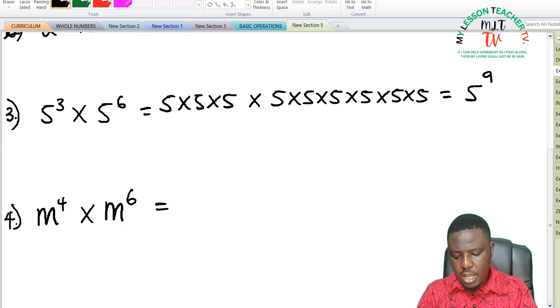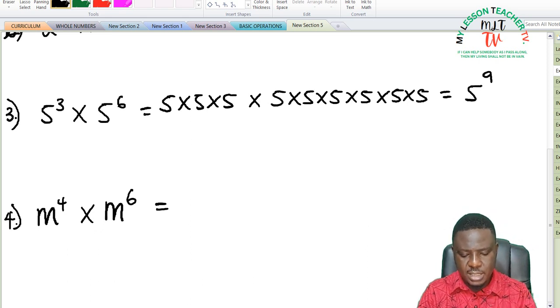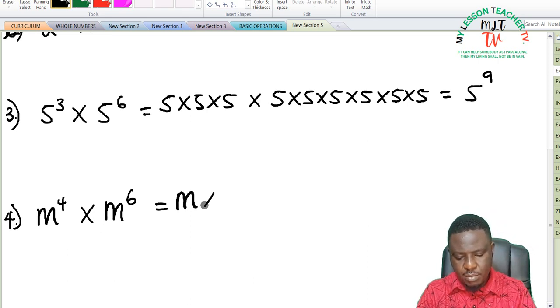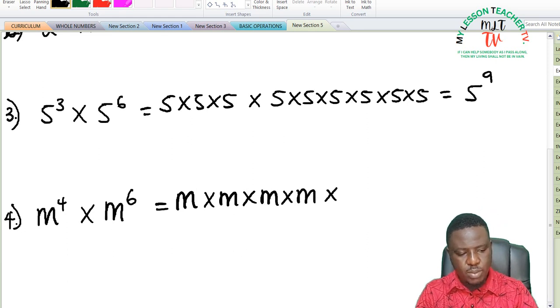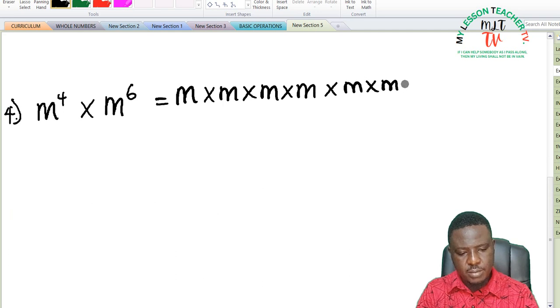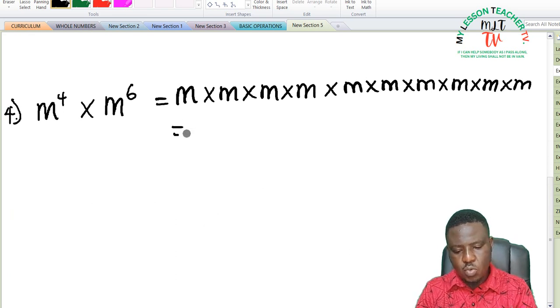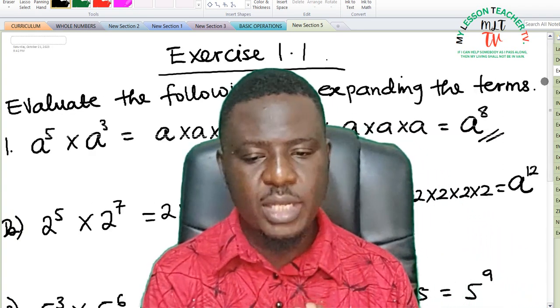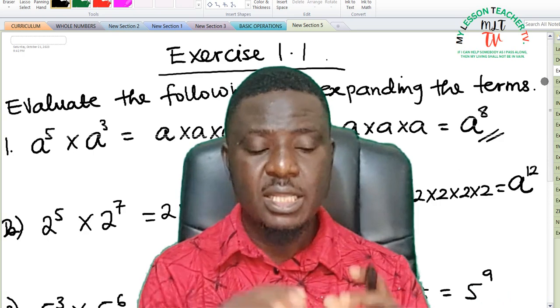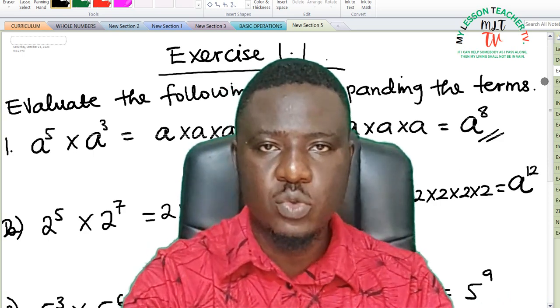Number 4, m to the power 4 times m to the power 6. This can be said to be m times m times m times m to be multiplied by m times m times m times m times m times m. Okay, so that this is equal to m raised to the power of 1, 2, 3, 4, 5, 6, 7, 8, 9, 10. M raised to the power of 10. When you're asked to evaluate by expanding the terms, this is exactly what you are required to do.